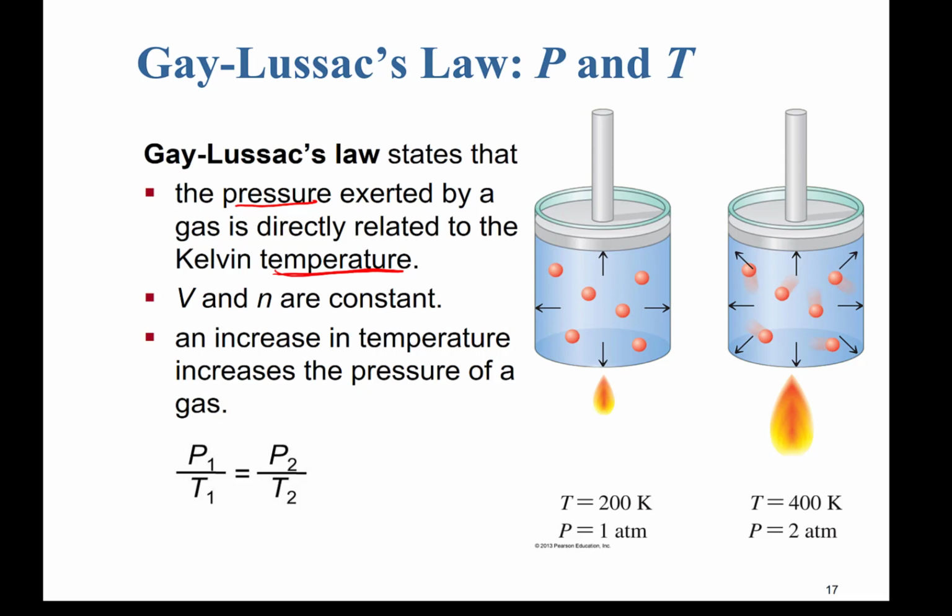And since we're looking at pressure and temperature, volume and the amount have to be constant. And last time we had V over T if they were directly proportional. So since these are still direct, it's going to be divided. So P1 over T1 equals P2 over T2. And again, those temperatures have to be Kelvin. They will not work if you don't.